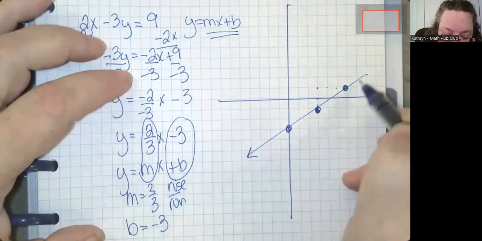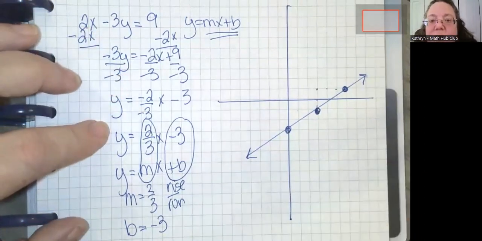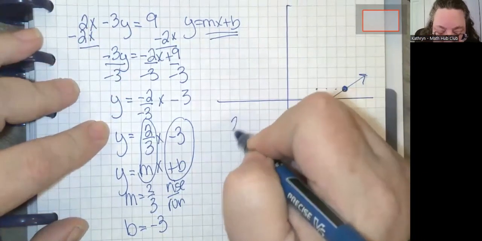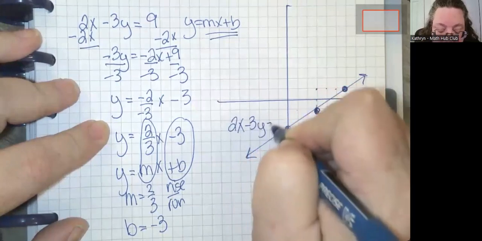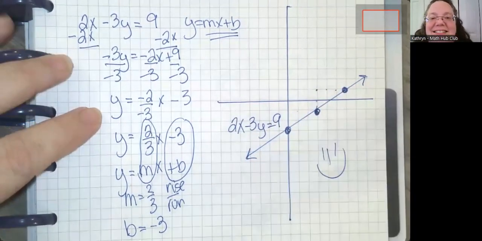Let's make our arrows because it does go to infinity. And then label it. Now we're going to label it the original equation: 2x minus 3y equals 9. And that's it. That's about as hard as it gets.